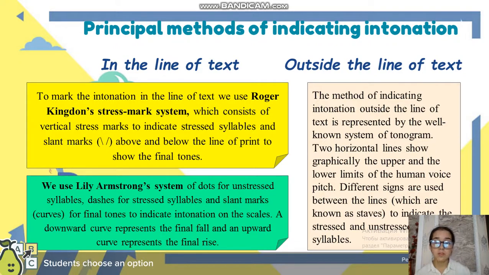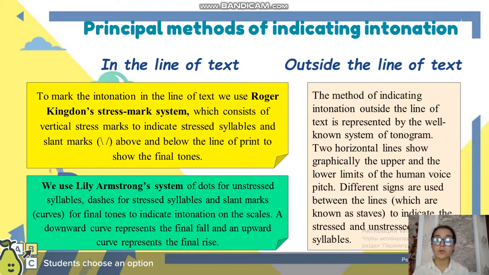System of dots for unstressed syllables, dashes for stressed syllables, and slant marks for final tones to indicate intonation on the scales. What about outside the line of the text? This method is represented by the well-known system of tonogram. By the way, students, have you ever heard about the word tonogram? Well done. Now let's continue.